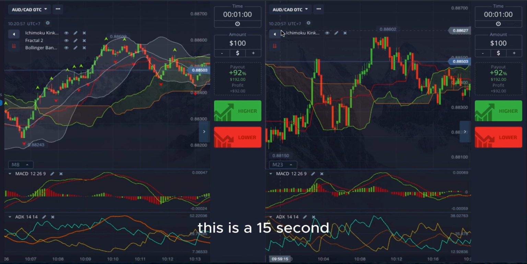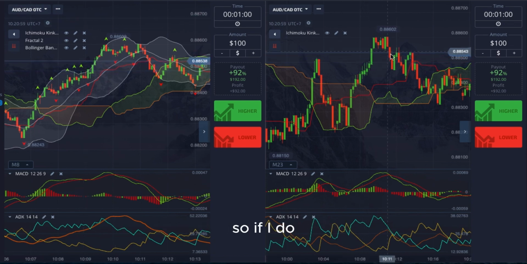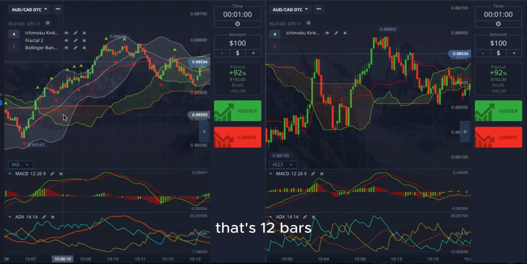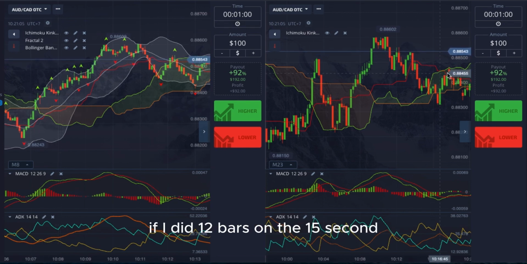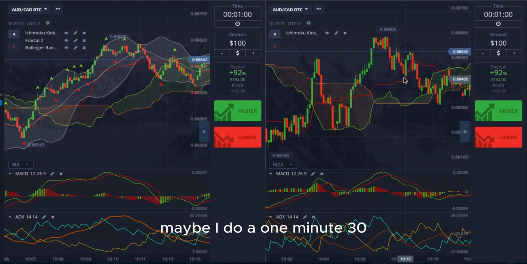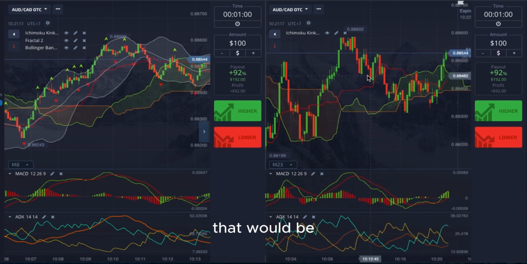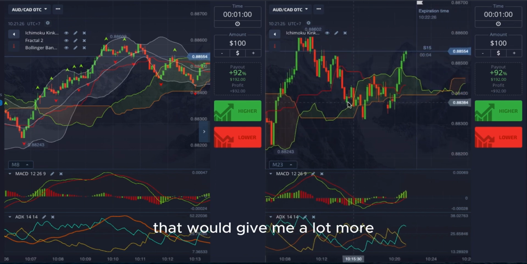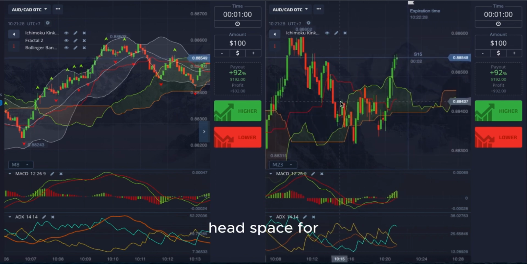So what would I possibly do in this case? This is a 5-second, this is a 15-second. So if I do typically a 1 minute on the 5-second, that's 12 bars. If I did 12 bars on the 15-second, that would be 30 seconds times 6. Round down, maybe I do a 1 minute 30. Would that be good? That would be reasonably good, wouldn't it? So I could do the same approach over here, and that would give me a lot more headspace for the trade.